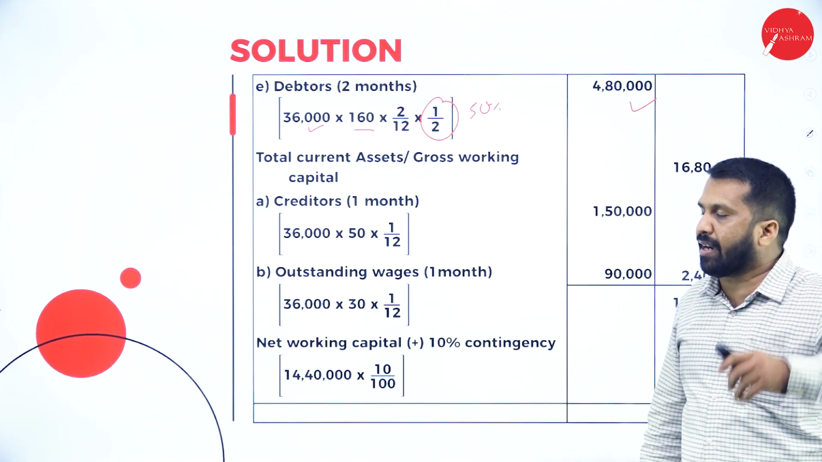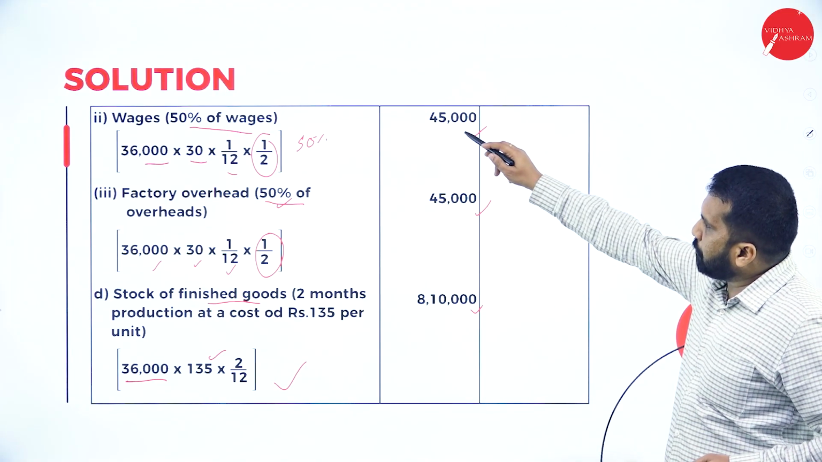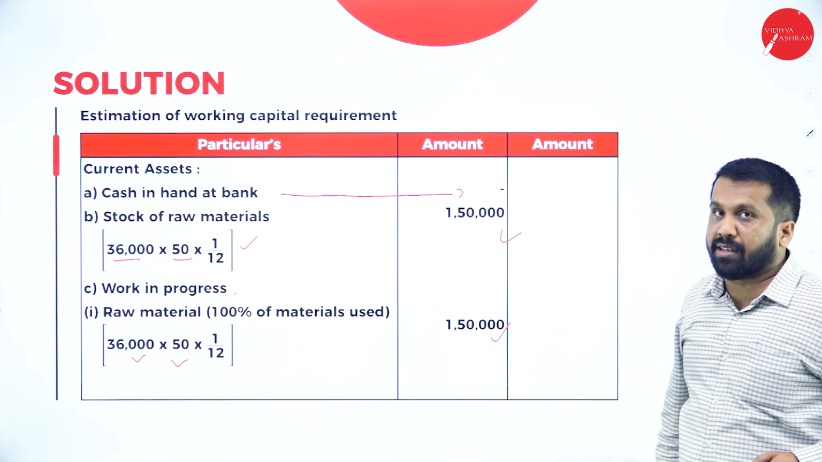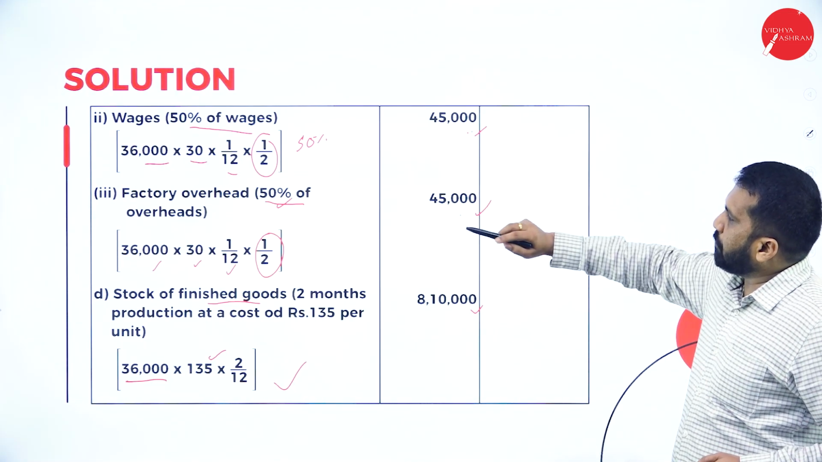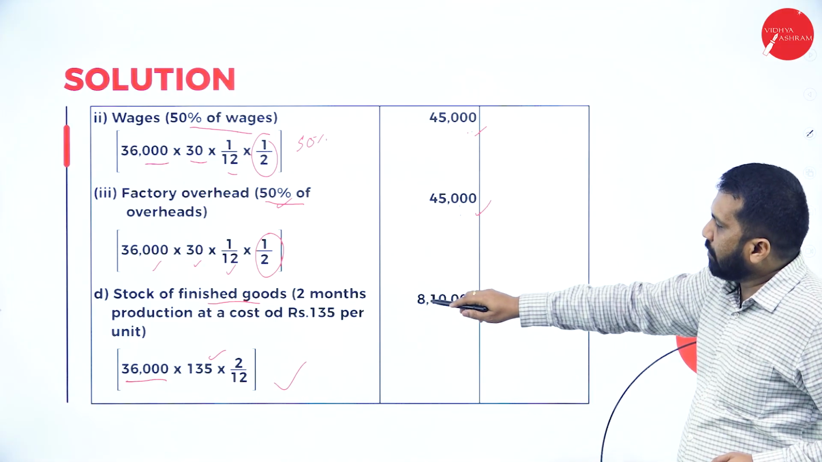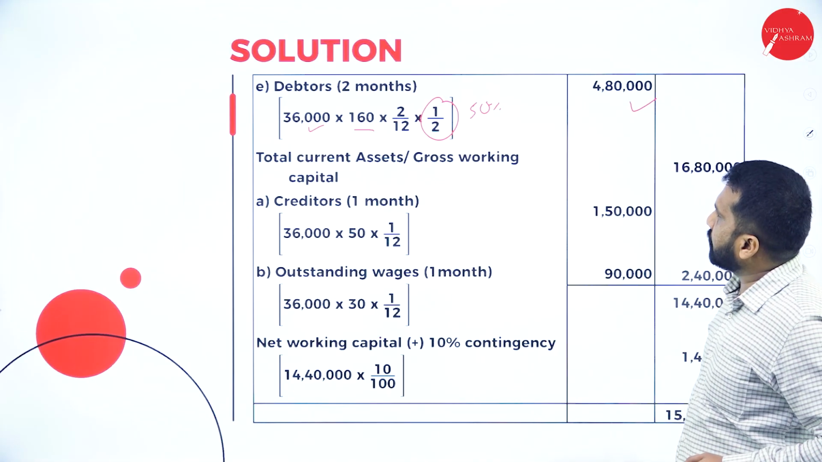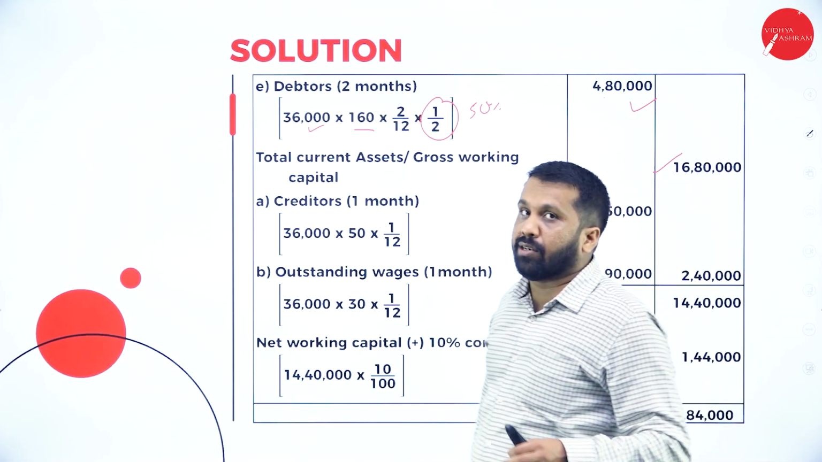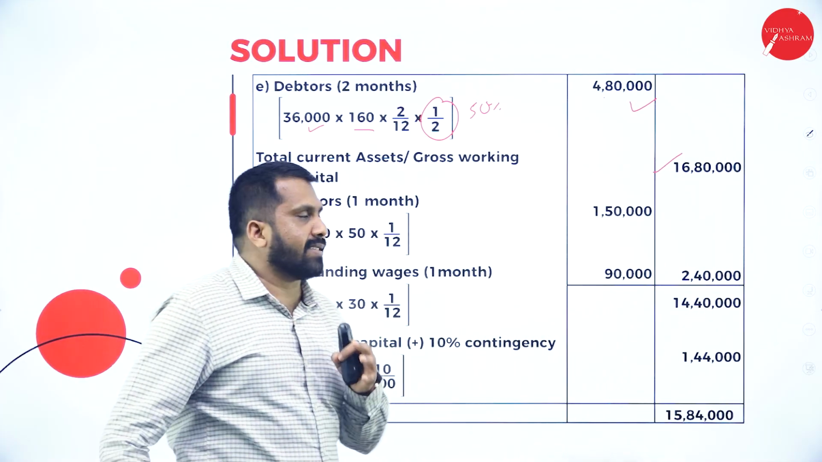Now add all the current assets. Before that, 1,50,000 and 1,50,000 make 3 lakh, then 3,45,000, then 3,90,000. Almost 11 lakh, 12 lakh. 12 lakh plus 4,80,000 gives 16,80,000, which is your total current asset.